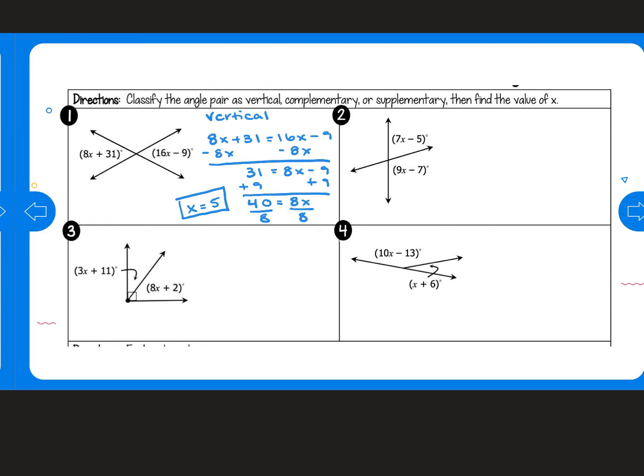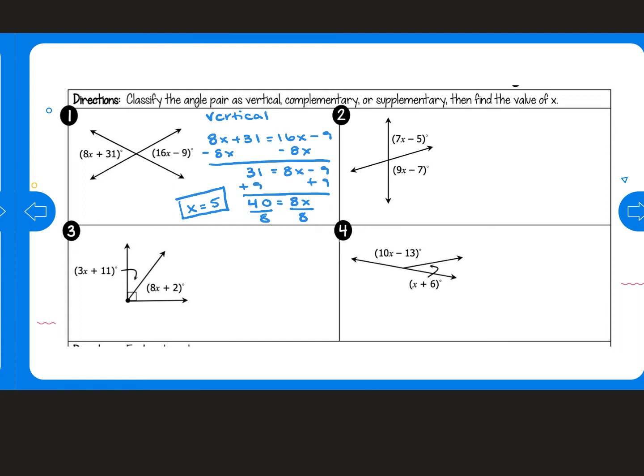In order to determine these angles, for this one it just asks you to classify the pair as vertical, complementary, or supplementary, and then find x. In the previous example, we took it a step further and determined the angle relationship, which we will do in practice, but right now we just want to practice using those angle relationships to solve for x.